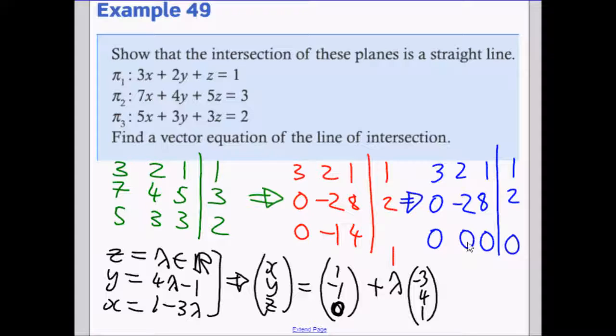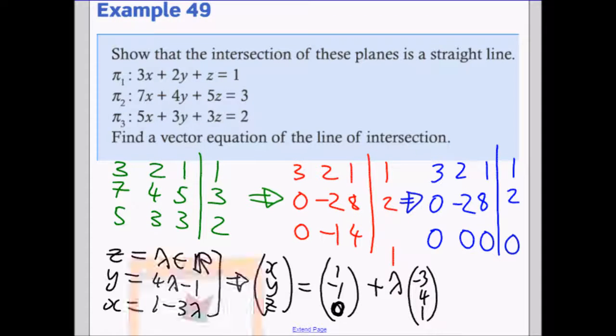So the final row tells us that there are infinitely many solutions, because the simplest way to deal with this is to say, in this row, if I let z be any lambda real number, then by substituting that in this row, I can determine that y is 4 lambda minus 1, just by rearranging it. And then by replacing this and x and y in this row, I can find that x is 1 minus 3 lambda. These are parametric equations of a straight line, which I can write like this.